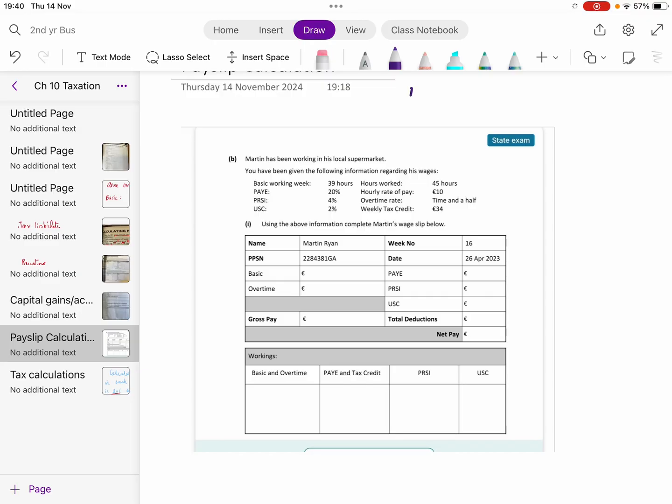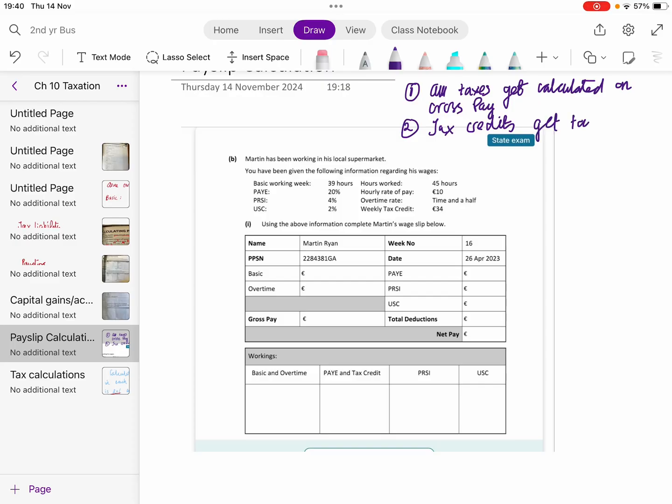Okay, so rule number 1 is that all taxes get calculated on gross pay. And the second one is tax credits get taken away from PAYE. If we can do those 2 things, the rest of the items are pretty straightforward.